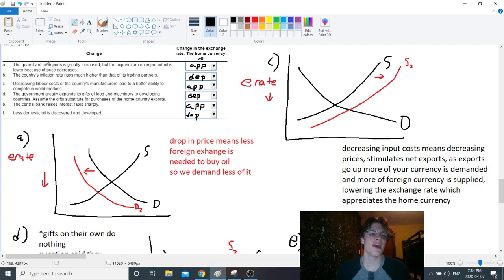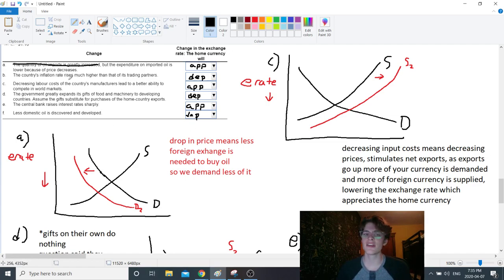So A is the quantity of oil imports is greatly increased, but the expenditure on imported oil is lower because of price decreases. So a drop in price means that less foreign exchange is needed to buy oil, so we demand less of it. Kind of disregarding the first part here. We don't really care about that. We want to see that the price of oil has dropped, which means we need to exchange less of our own currency to get the other currency to buy it. So our demand has fallen, our exchange rate falls, which appreciates our currency.